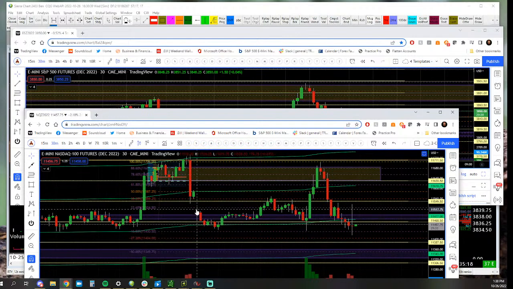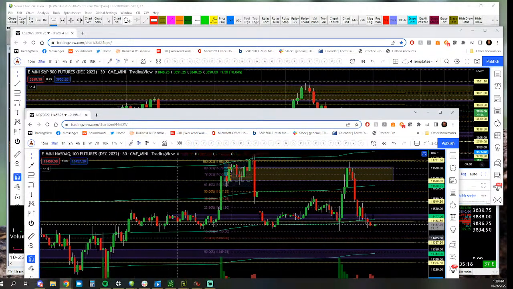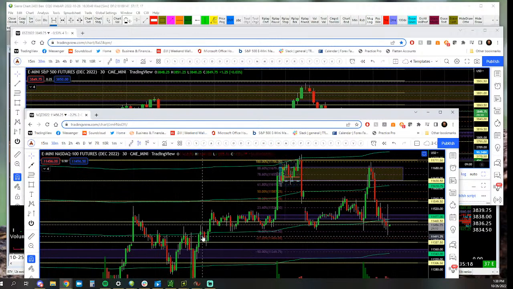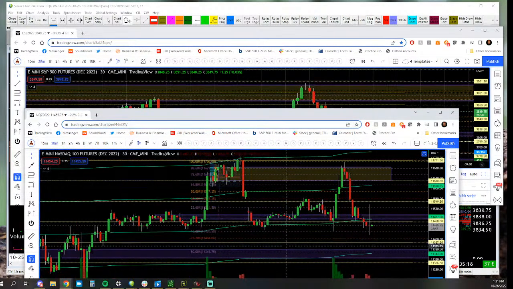When NQ continued lower overnight, it got into the support that was set up the night before in Globex, and that was also resistance from Monday. So Monday night, Tuesday support, right? Tuesday night support. Hopefully that makes sense.